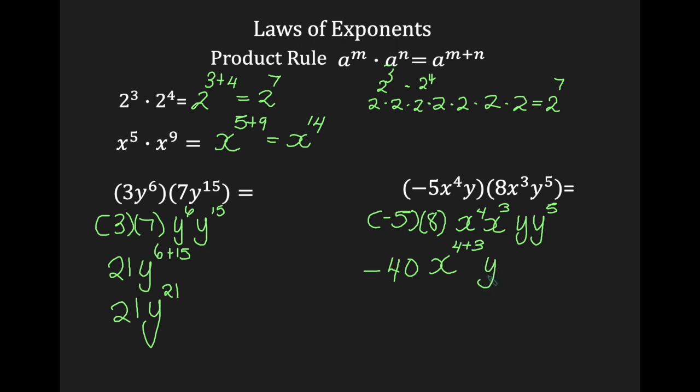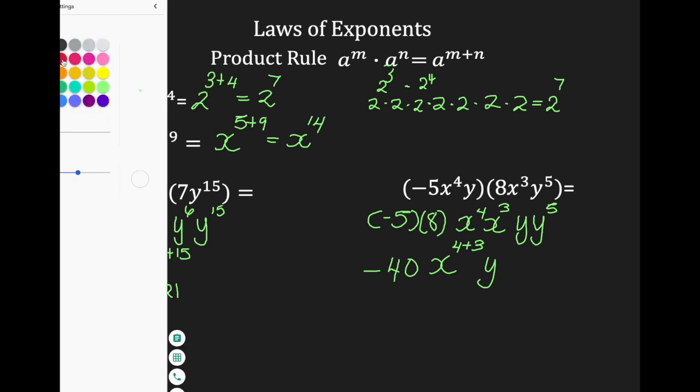And then for the y, I must add my exponents as well. Now if the y is all by itself, there is an exponent there. It's a 1. I'm going to change the color so that you can see. Let's see, we'll make it red. There is a 1 there. So if the variable looks like it's all by itself, it's actually a 1.